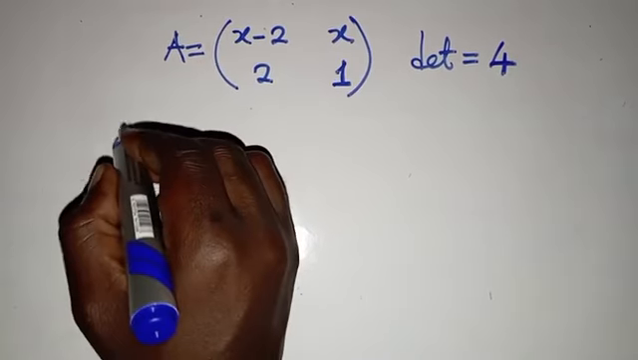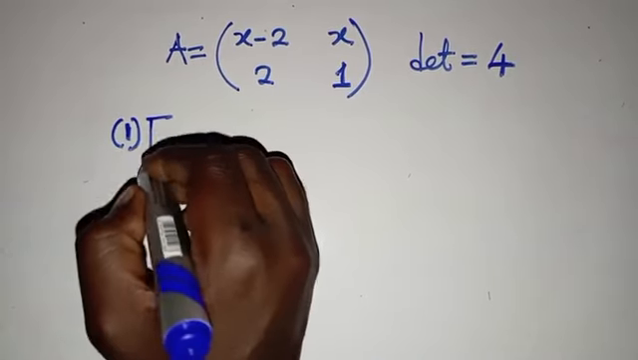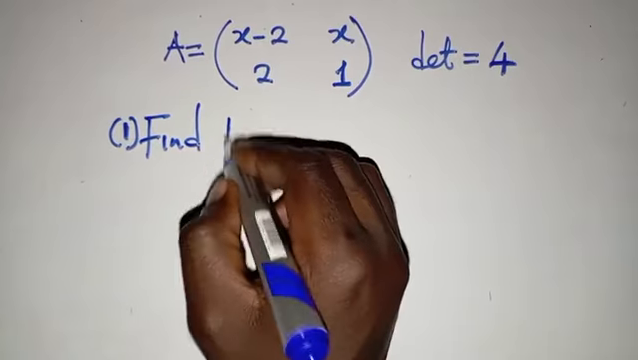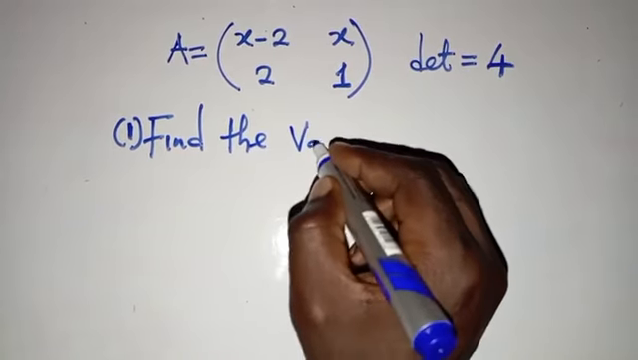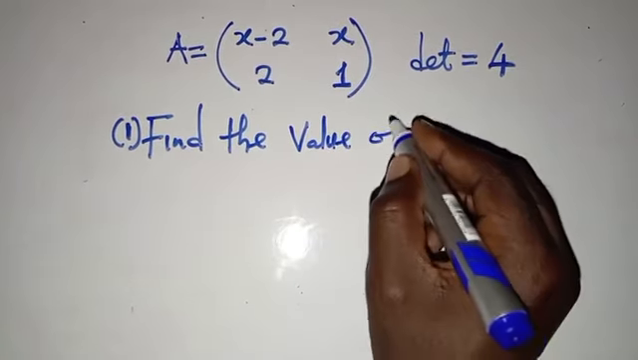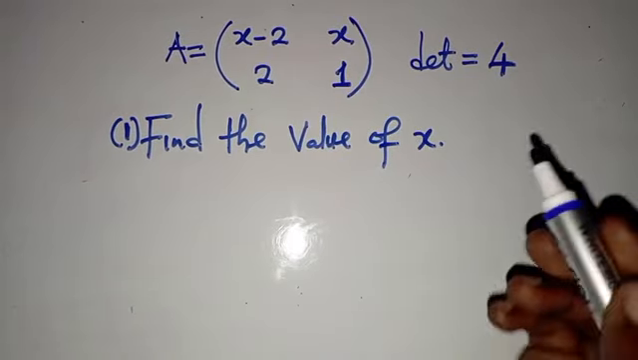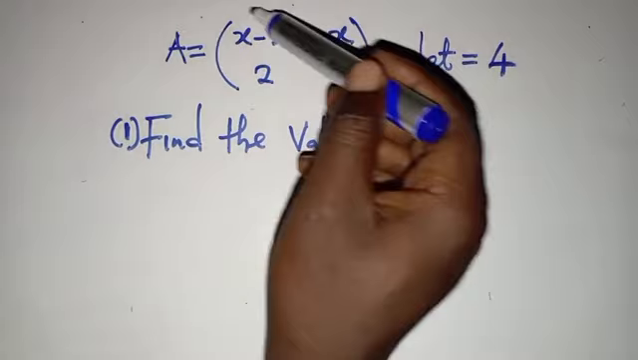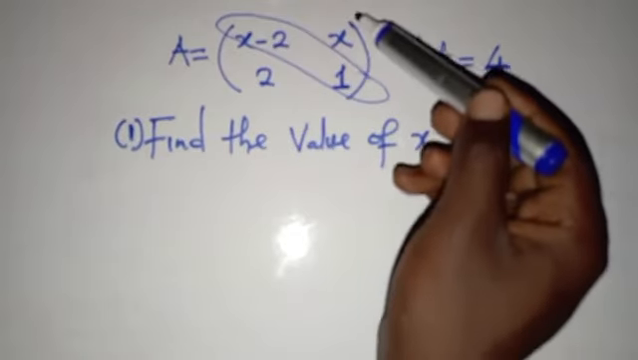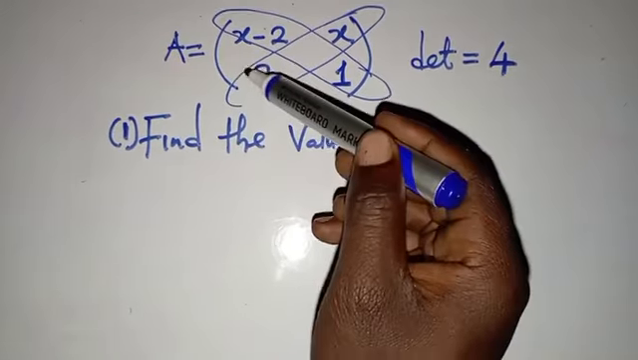Then the first question tells you to find the value of x. How can you find the value of x? For you to find the value of x, you know that this one is called the major diagonal, and this one is called the minor diagonal.